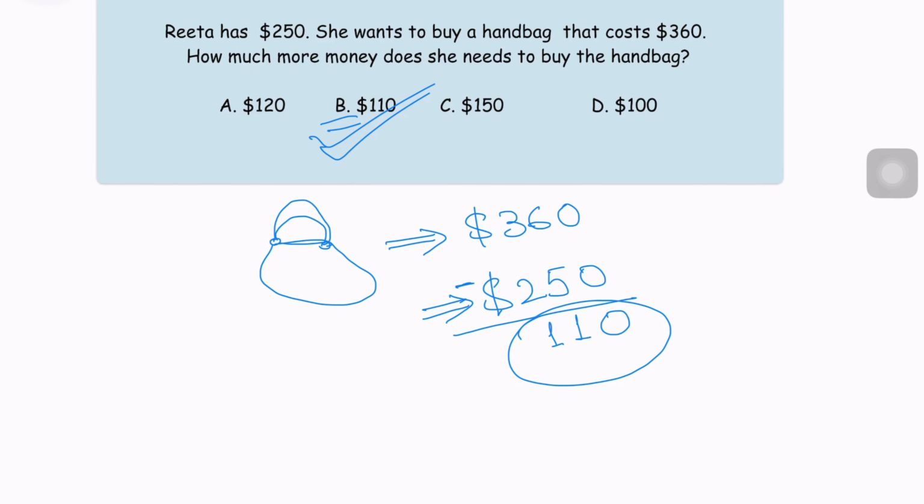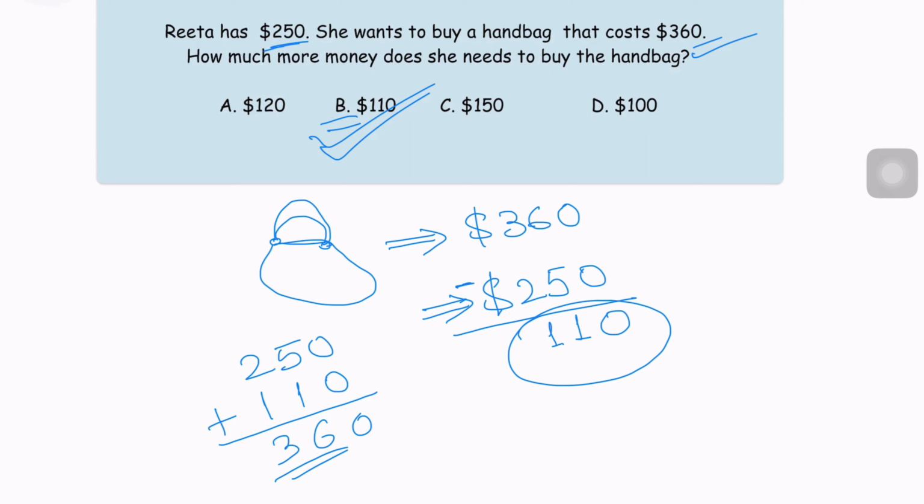You can also check that you have done it correctly by adding. So she has 250 and our answer is 110. So let's add 110 to 250, and if we are getting 360, our answer is correct because in total she wants $360. 0, 5 plus 1 is 6, 2 plus 1 is 3. 360. So we are correct. So this answer is option number B, $110.